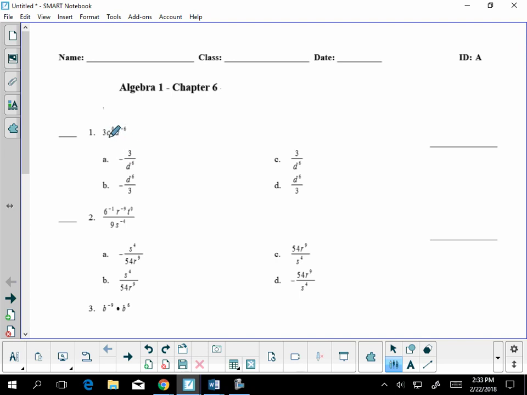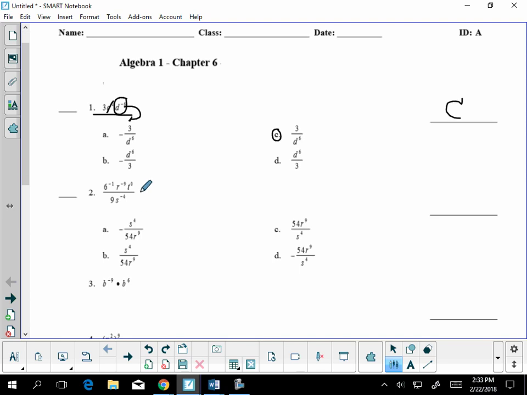All right, number one. First thing is anything to the 0 power is 1. And then I'm going to take that d to the negative 6, and I'm going to move it down into the denominator. When that happens, I'm going to be left with 3 over d to the 6.